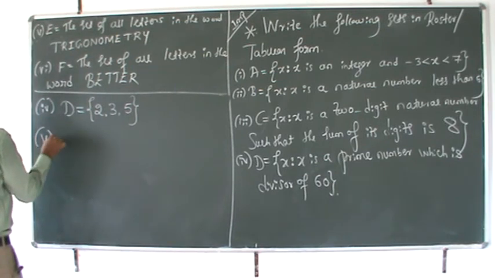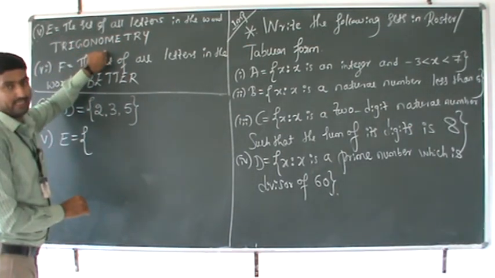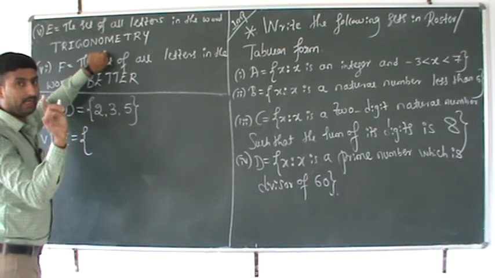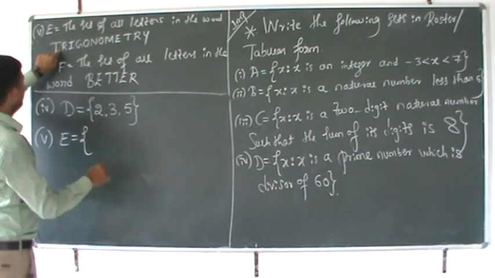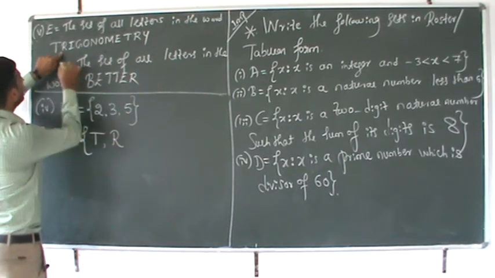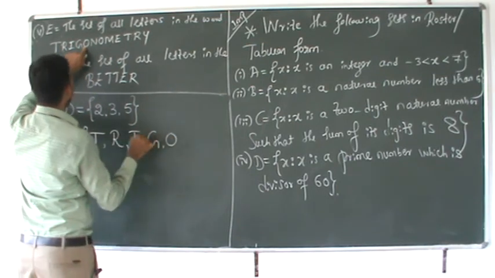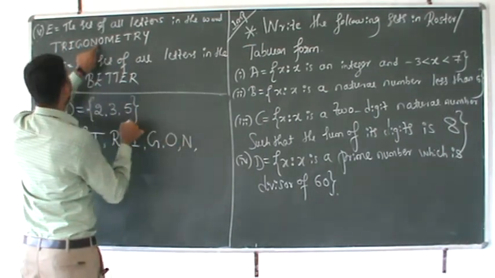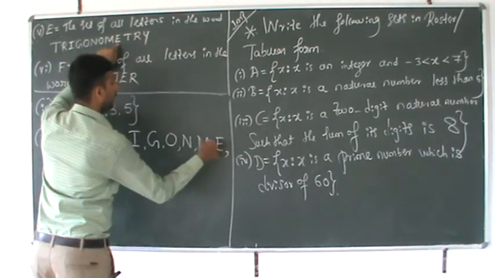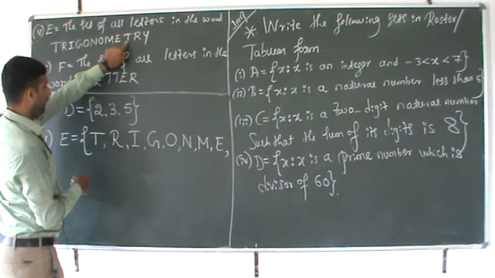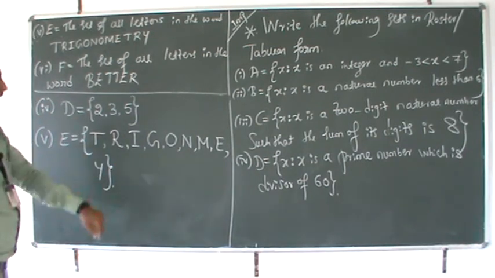After that, the last one, the fifth one. We are left with only 2. The set of all letters in the word trigonometry. We discussed this in the previous class. It is a word. We write it in which format? Tabular format or roster format. Now we write T, R, I. You write I a single time. After that you write G, then O, then N. You can't write O again. You write M, then E. After that you don't write T or R. You write Y. Which is nothing but trigonometry.